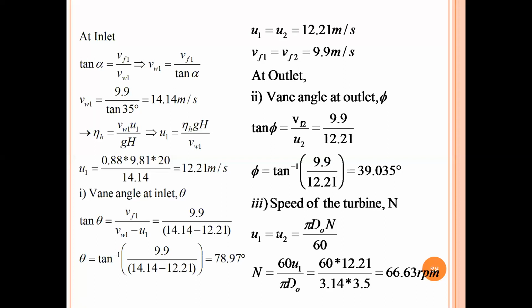And finally, they've asked you the speed of the turbine in N. So again, I'll be making use of the U value. U is given as 12.21 meter per second. You know the value of pi, you know the value of D naught, and 60. So we can calculate the value of N. Calculating it, I'll be getting the value of N as 66.63 RPM.